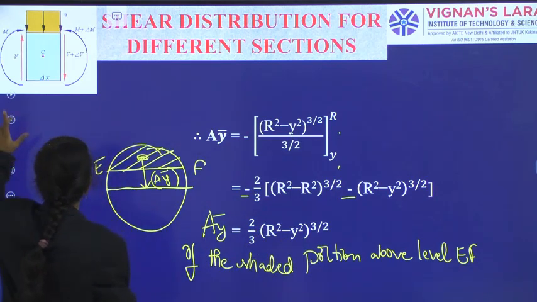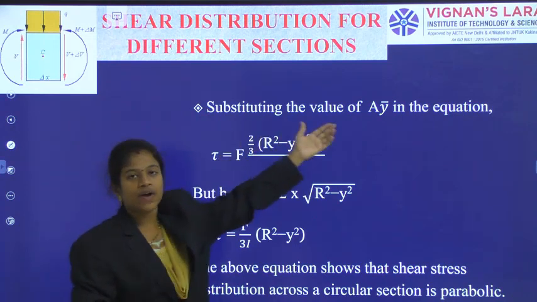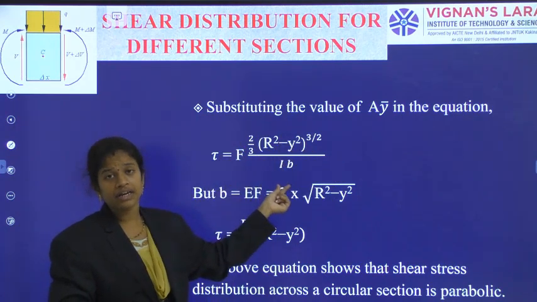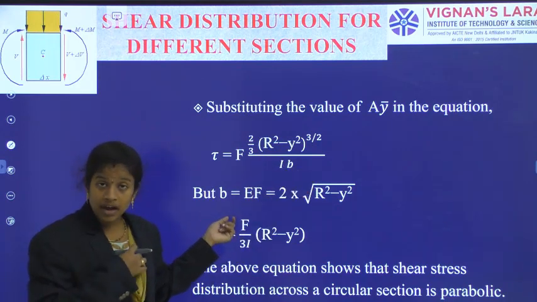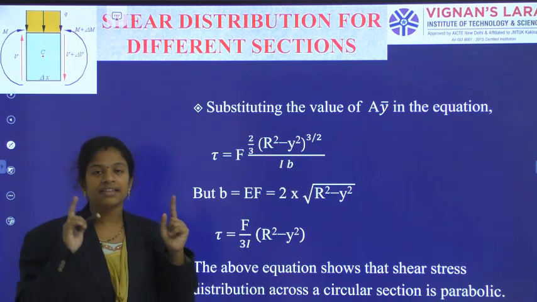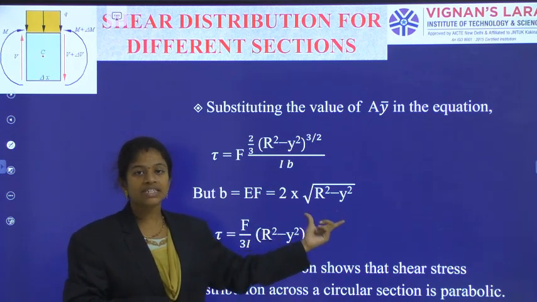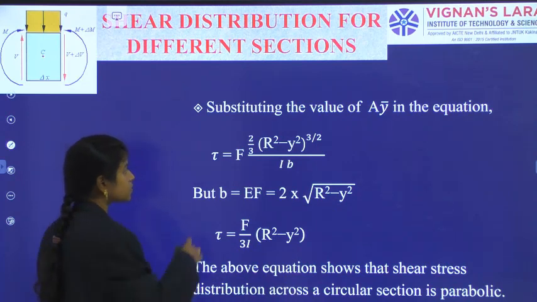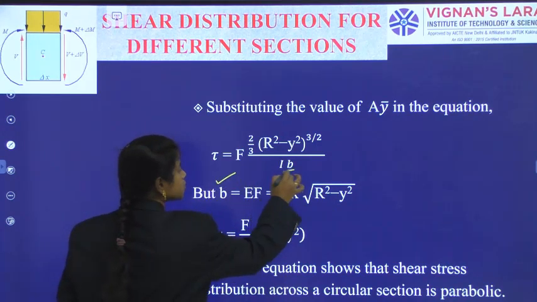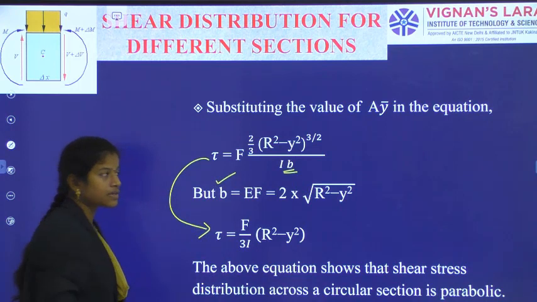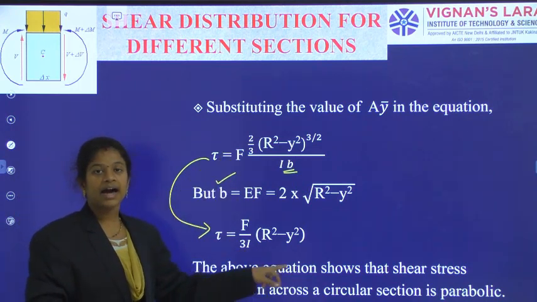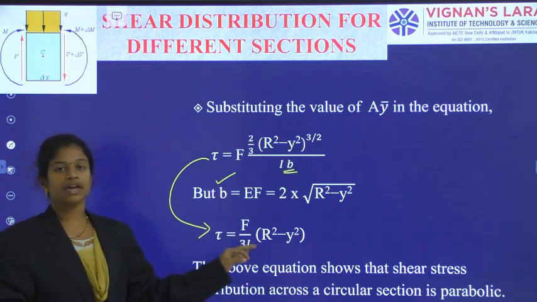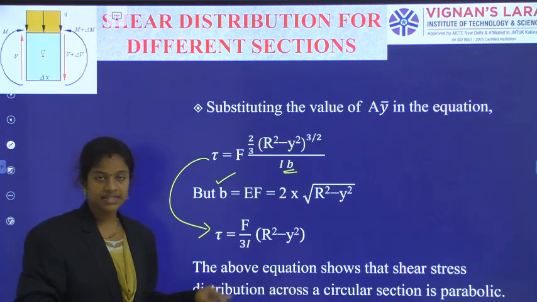Now, substituting all the terms in the equation. Substituting the value of A into y bar in the equation. So tau is F A y bar by I into B. And B also I know. Width of the beam at the level EF is 2 times under root r square minus y square. So substituting this B also here, I have got tau is equal to F by 3I (r square minus y square). I didn't substitute the value of capital I, only kept it as capital I.